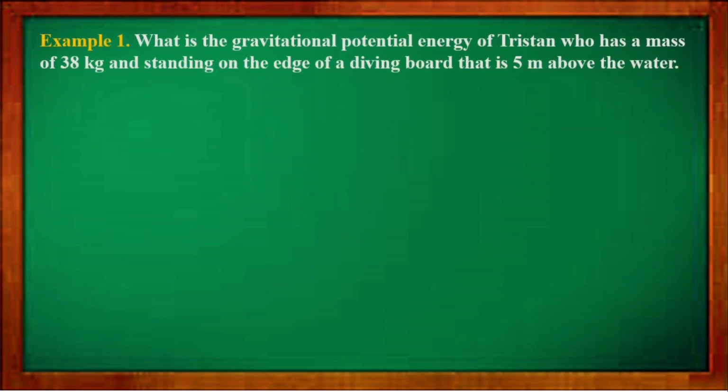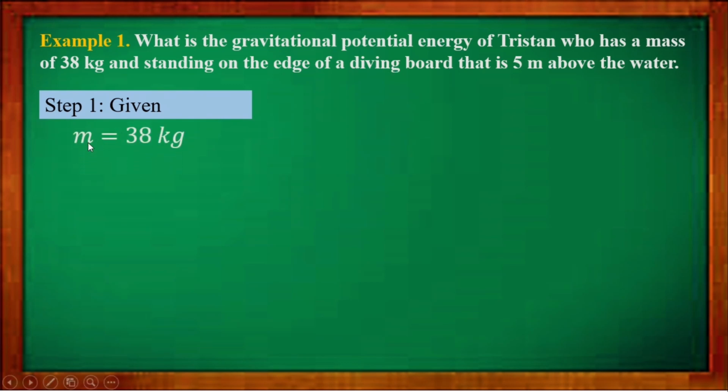Okay, let us have an example on getting the value of gravitational potential energy. For example, number 1, the problem is: what is the gravitational potential energy of Tristan who has a mass of 38 kilograms and is standing on the edge of a diving board that is 5 meters above the water? Given this problem, the first thing that we are going to do is to find the given values. And the given values based on this problem are the following.